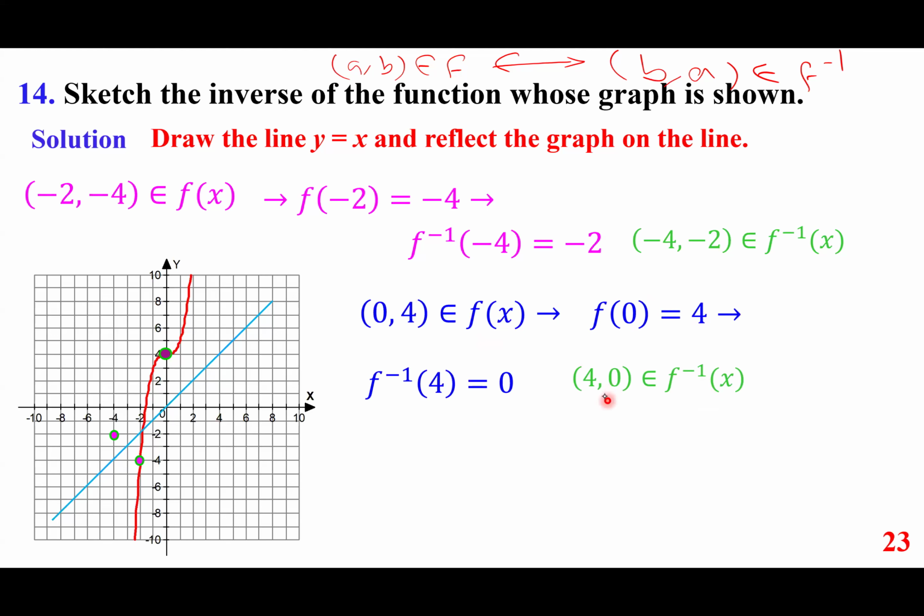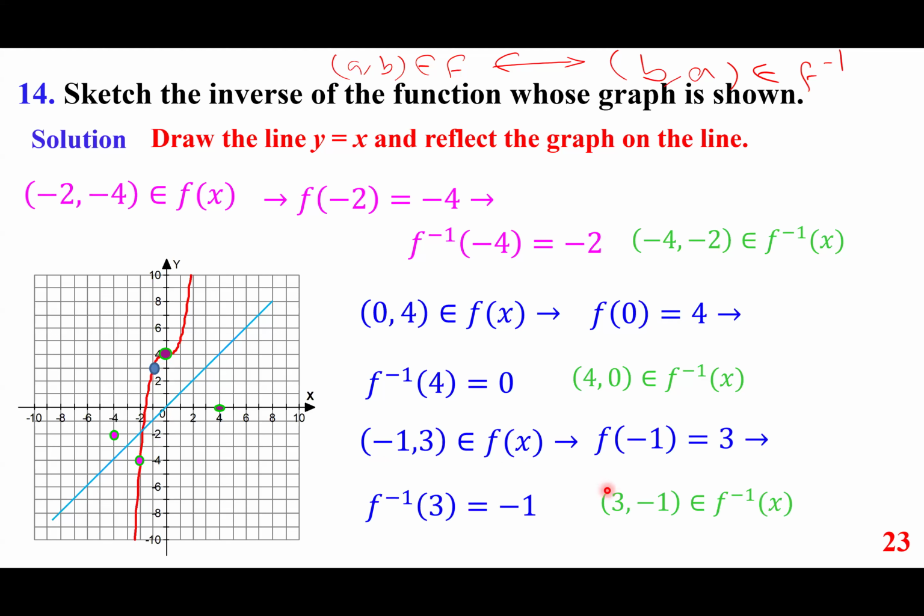So we have this point. Now we have this point. We have one more point, right? Let's look at another point. Pick an easy point from the function f of x. You can read this as (-1, 3). So if (-1, 3) is on f of x, then (3, -1) is on f inverse. Or if you write f of -1 is 3, which means f inverse of 3 is -1.